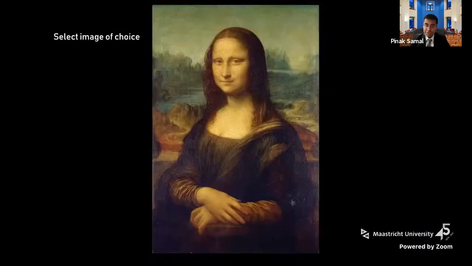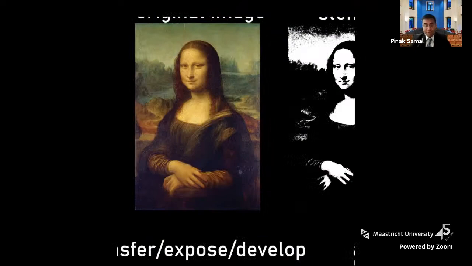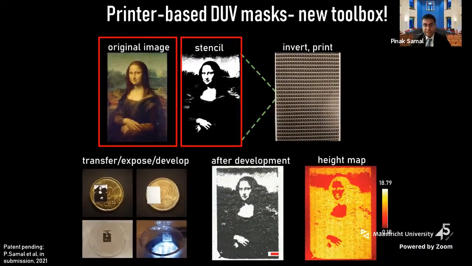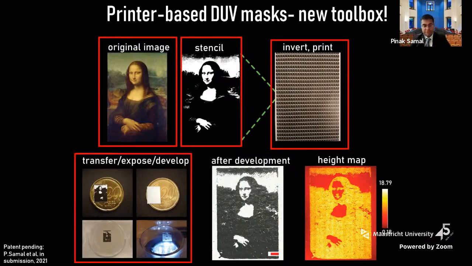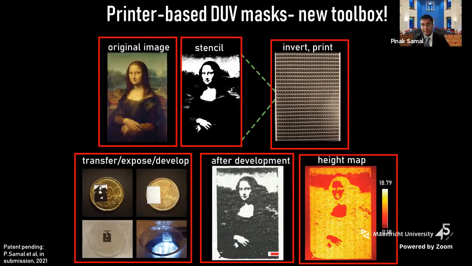So how would this process work? Well, you start with the image of your choice. In this case, I will again go back to Mona Lisa. You just download the image using freely available stencil making tools online. You convert it into a stencil. You can resize it to a size of your choice, and you print it onto normal paper. You then transfer the ink or the toner onto a polystyrene substrate. You expose it to deep UV, and after development, you end up with structures. And you can modulate the height of the structures, of course, with this process.